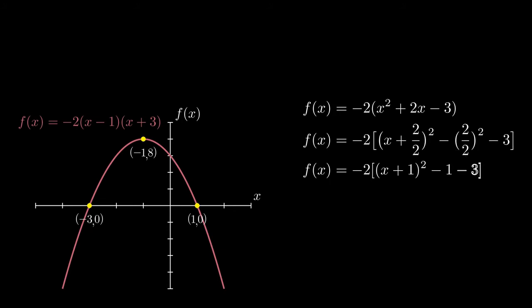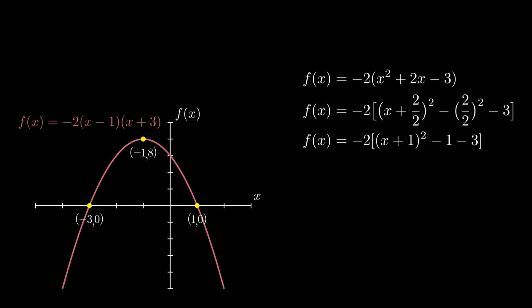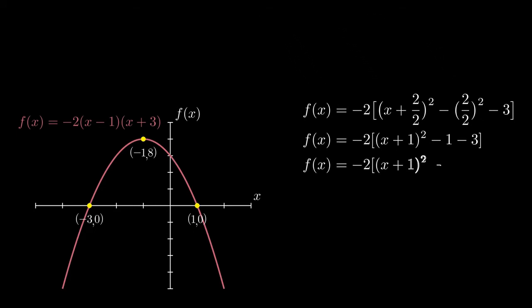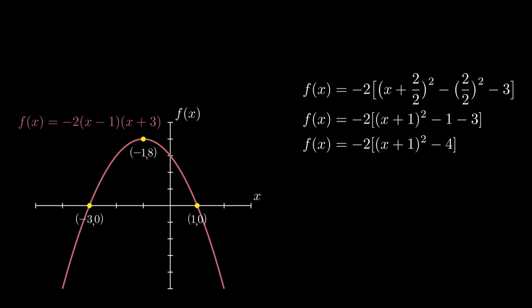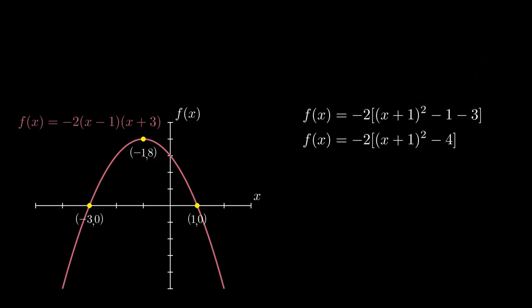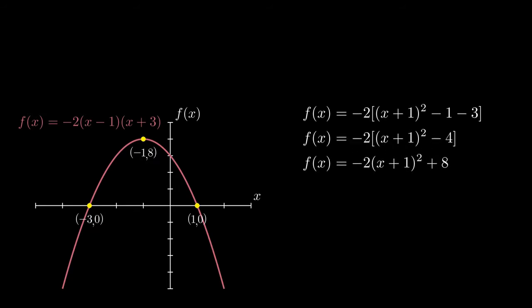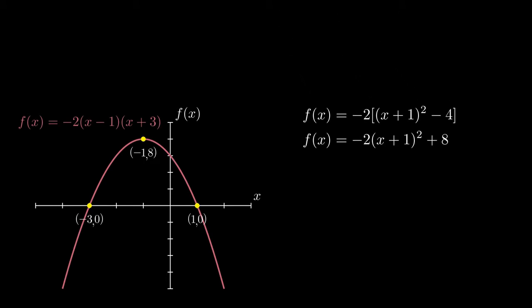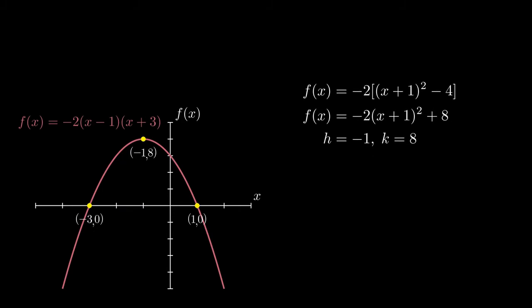The 2 over 2's we can change to 1 now, and 1 squared, it's just 1. All right, we're almost done, except that we have that -2 out front. Okay, we're going to have to multiply that through the brackets to get it into the form that they gave us. And then you're done.